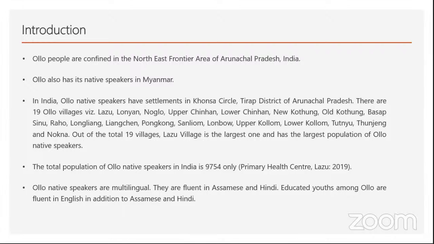The total population of Olo native speakers in India is 9,754 only. This is taken from the Primary Health Center, Laju, 2019 census. Olo native speakers are multilingual. They are fluent in Assamese, Hindi, and educated youth among the native speakers are fluent in English in addition to these two languages, Assamese and Hindi.